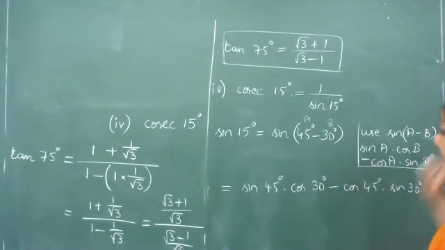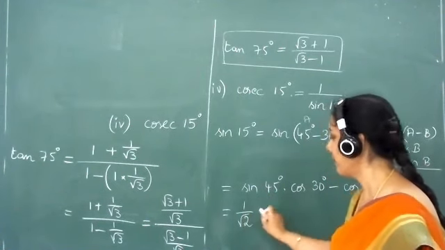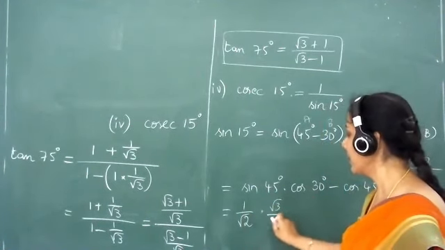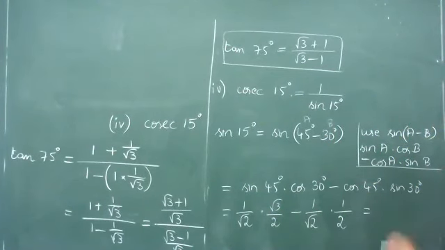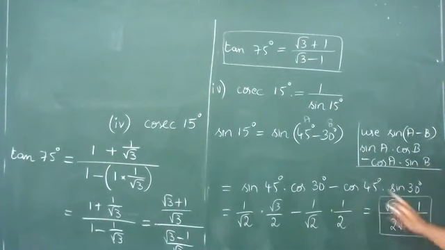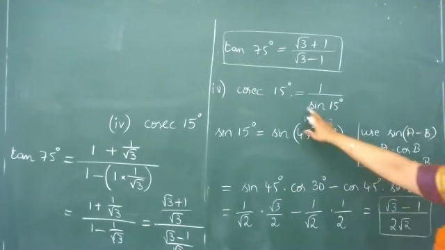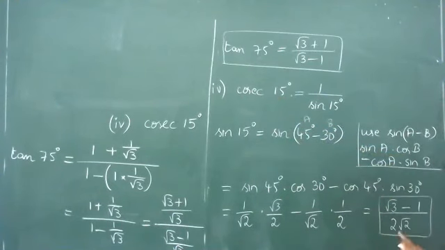Now we shall replace all the four values here. All these four are standard angles. Sine 45 is 1 by root 2, cos 30 is root 3 divided by 2, minus cos 45, 1 by root 2, sine 30, which is 1 by 2. Simplifying, you get root 3 minus 1 divided by 2 root 2 as the final answer. This will be the value of only sine 15 degrees. Remember, we are finding the value for cosecant 15 degrees, but root 3 minus 1 divided by 2 root 2 is the value for sine 15 degrees.